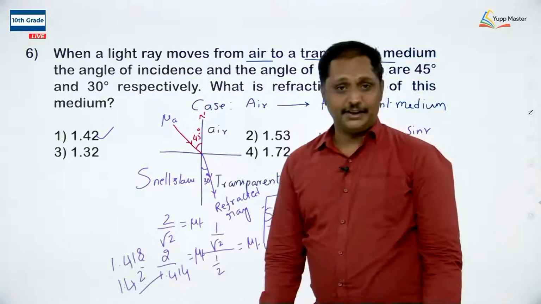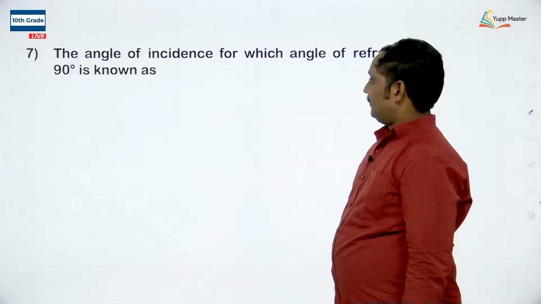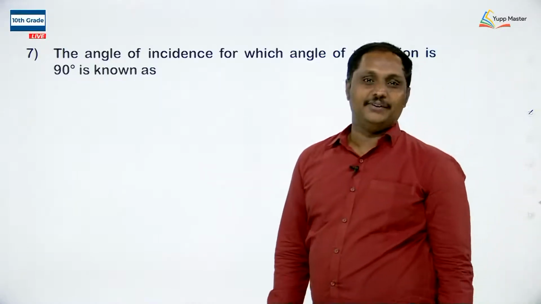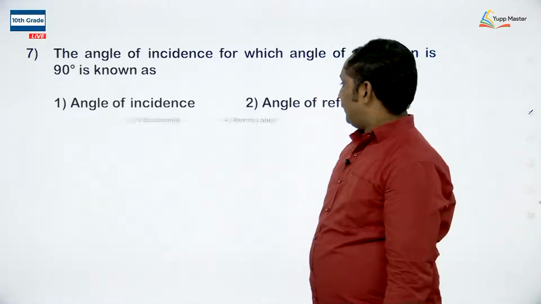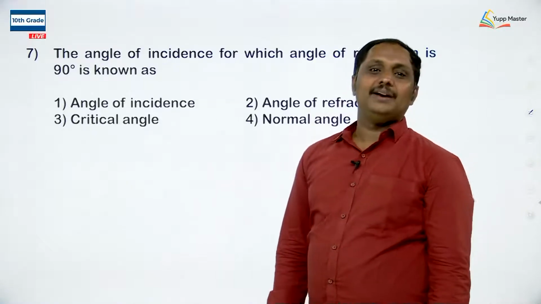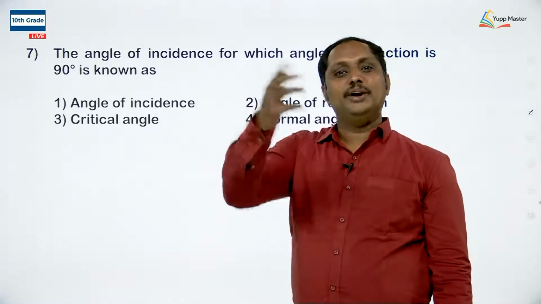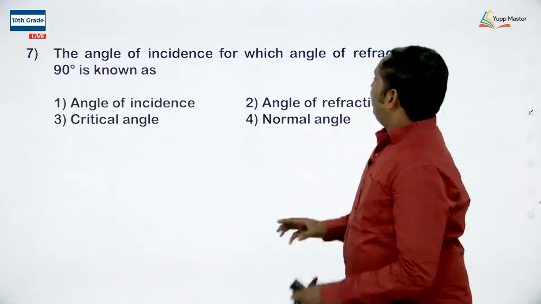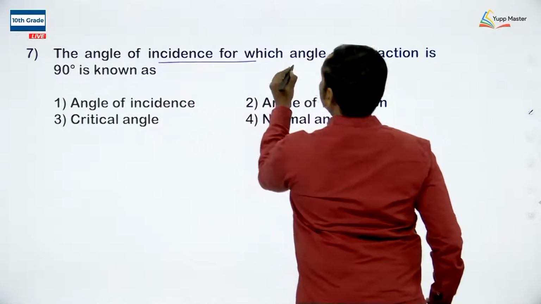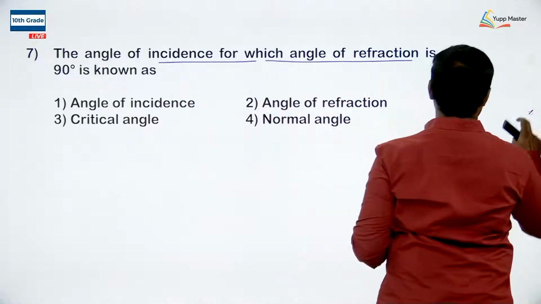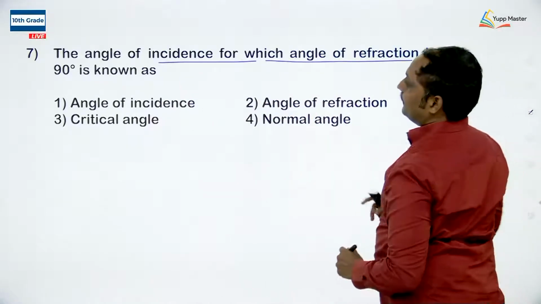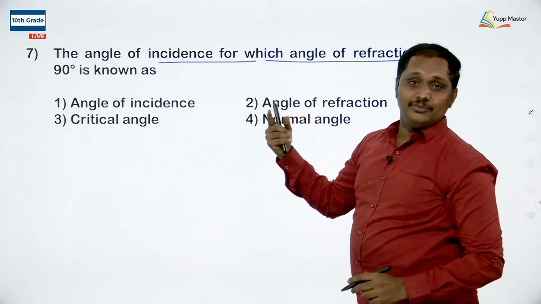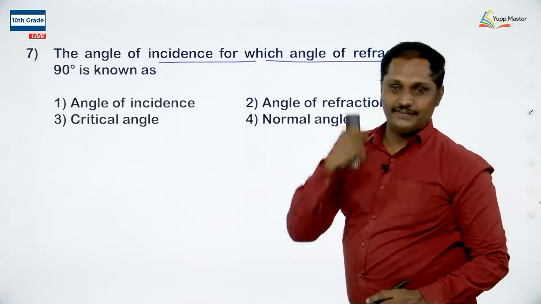Yes, let us take another problem. The angle of incidence for which the angle of refraction becomes 90 degrees, that is very, very important. Whenever light enters from one medium to another, say from a denser to a rarer medium, take the case where the angle of refraction becomes 90 degrees.